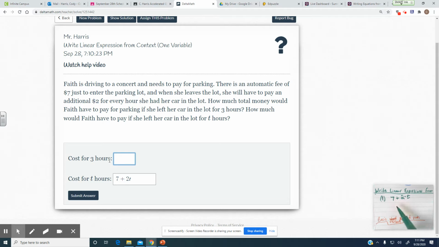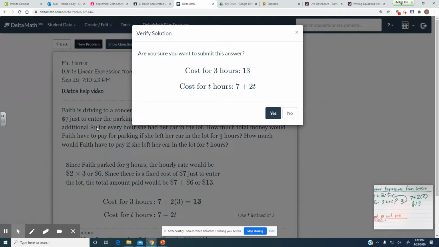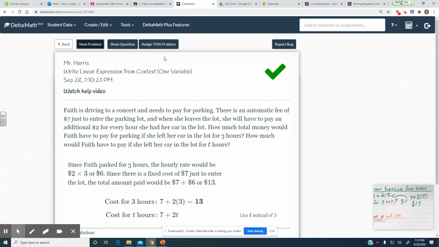They asked us something else too: what if she stayed for 3 hours? Then we're going to take 3 and plug that in for T. So 7 plus 2 times 3. 2 times 3 is 6, plus 7. That would be $13. So we put in 13. Let's see if we are right. Aha! 2 for 2. Actually, that's the first problem. Adding them all up, that's 3 for 3. Let's go.